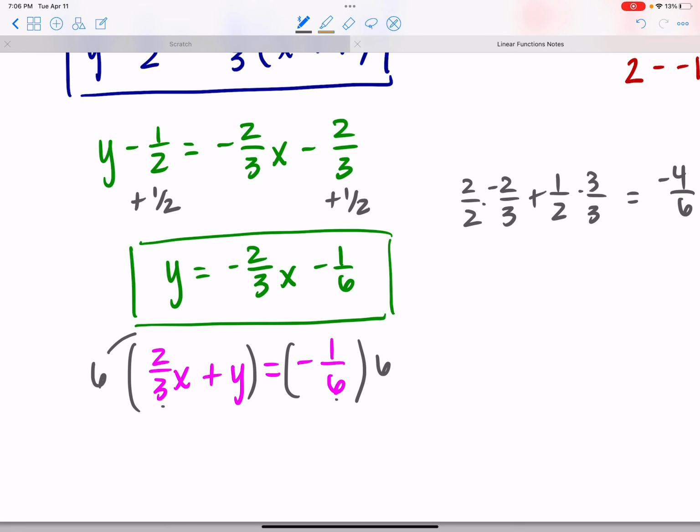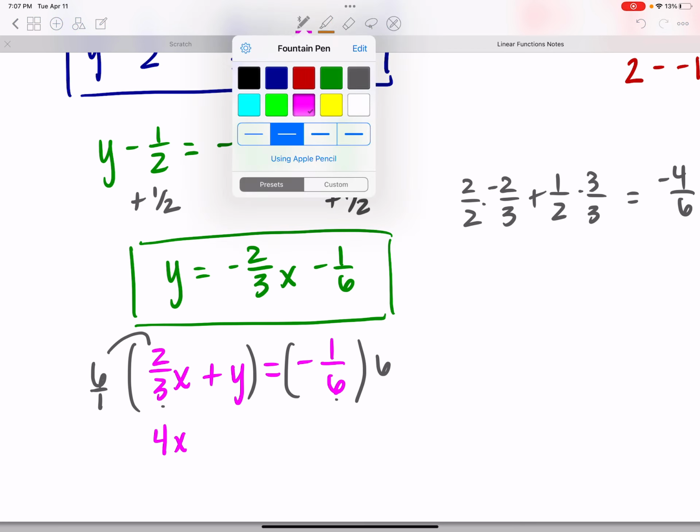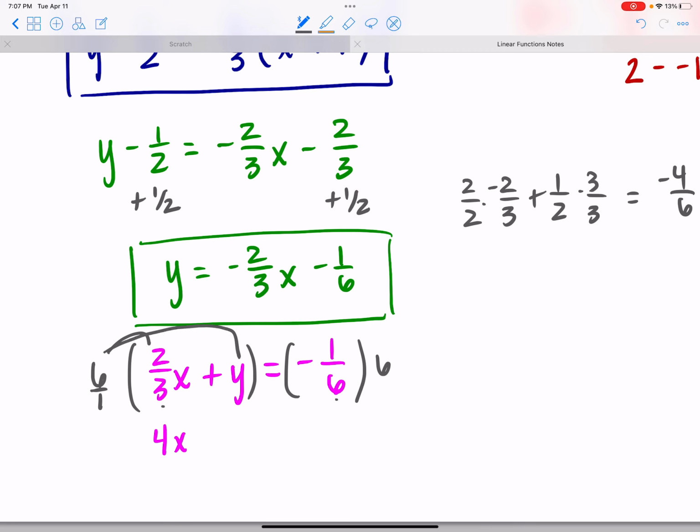So when I multiply here, remember this is 6 over 1. So I end up with 12 on the top and then 3 on the bottom, so 12 divided by 3 is going to make 4. So that's going to make a coefficient of 4 for x. And then this one's easy. 6 times y is going to make 6y.